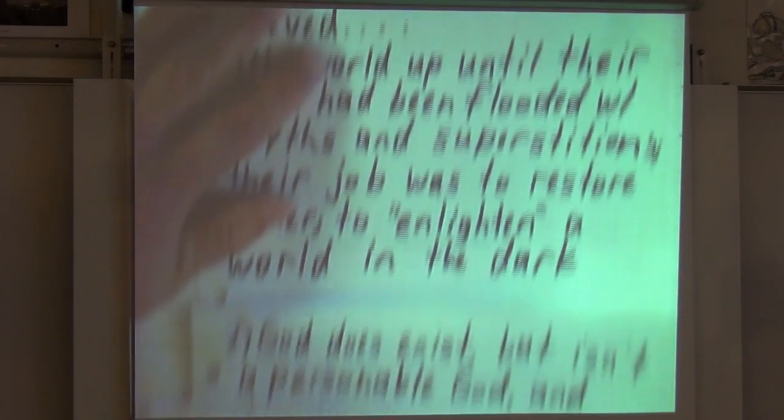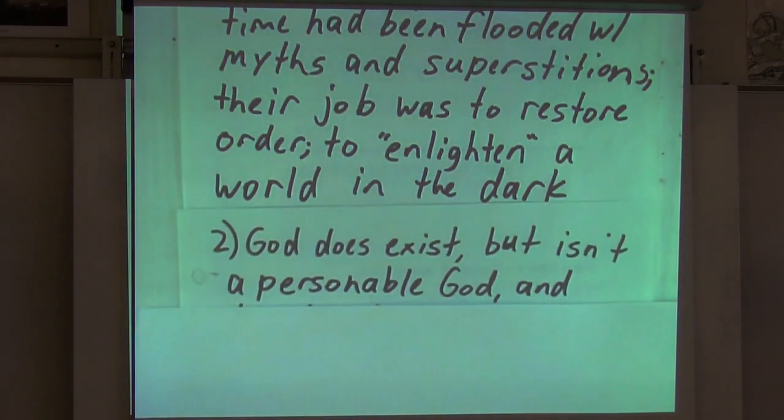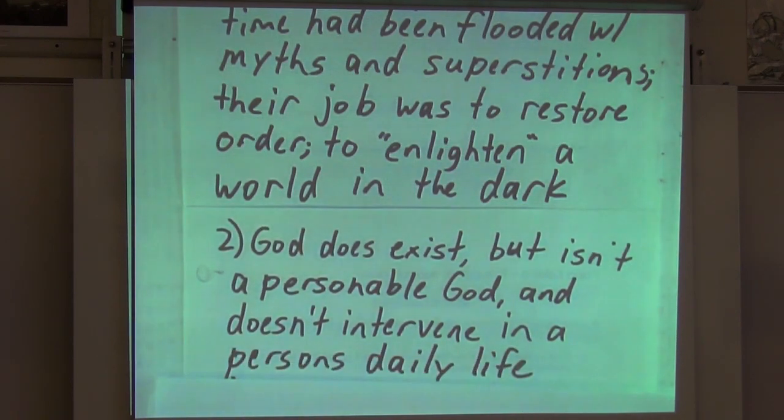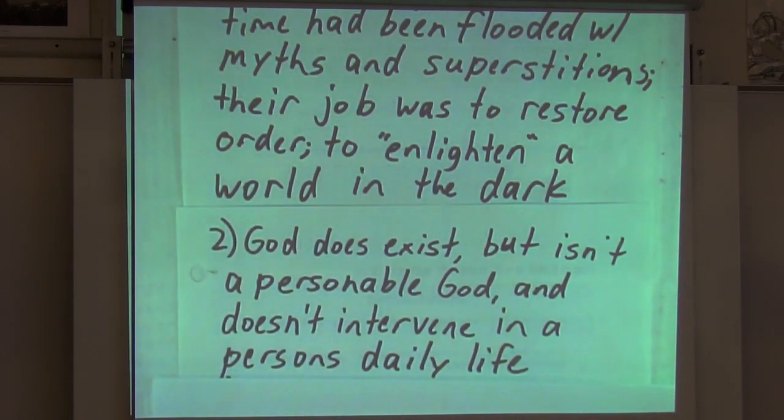Okay? The second thing I would say about the Philosophes of the Enlightenment is that they were generally religious. They were not atheists or anything like that. They believed that God does exist, okay, but he is not a personal God. And he is not a God that is intervening in your daily life. He's not omnipotent and having something to do with everything that you do.